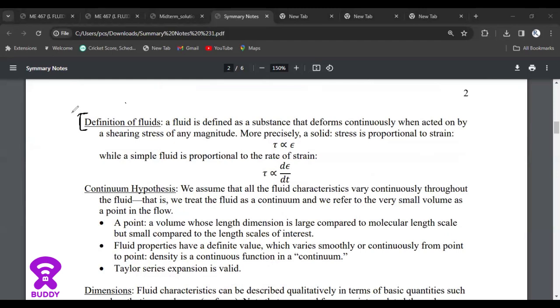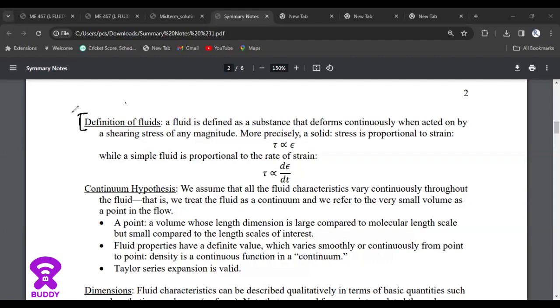Definition of fluids. A fluid is defined as a substance that deforms continuously when acted on by a shearing stress of any magnitude. More precisely, a solid's stress is proportional to strain. See, there is a difference between fluid and solid, right? In the solid, there is a fixed amount of deformation, right? That deformation we are calling strain. Yes or no?